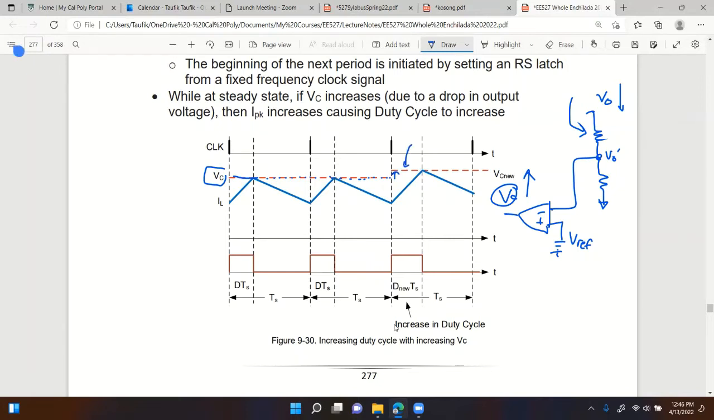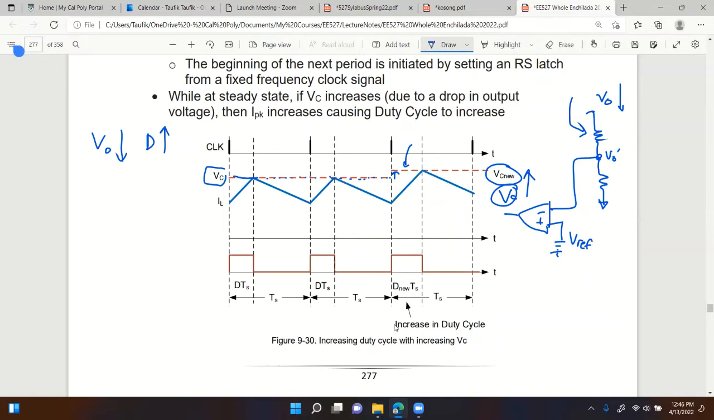Increases to this value, to the new value, VC new, right? Let's see if this actually increases the duty cycle, because that's what we want. Output voltage drops, we want the duty cycle to increase right away. So with current mode control, output voltage drops, DC increases. That means the limit for the inductor current peak also increases, right?